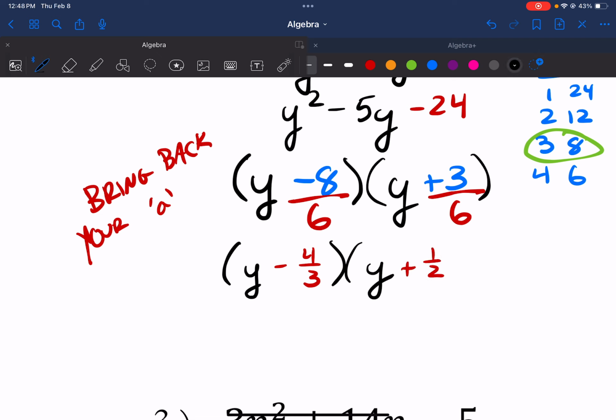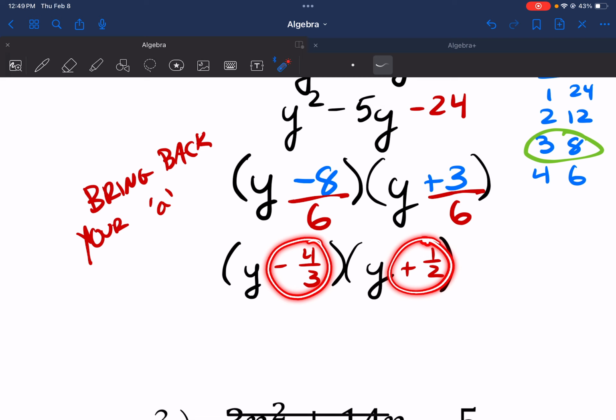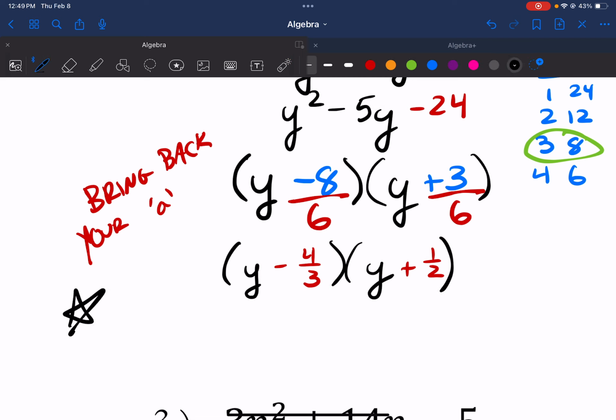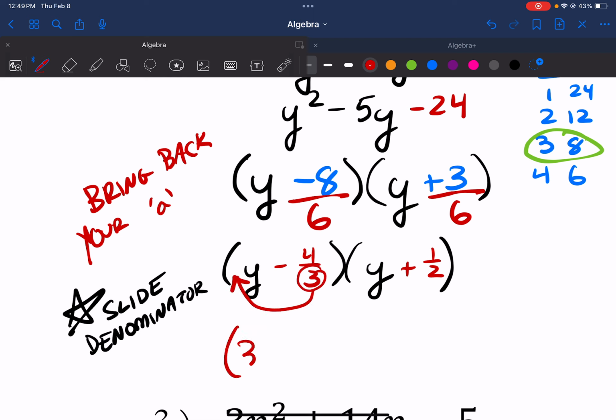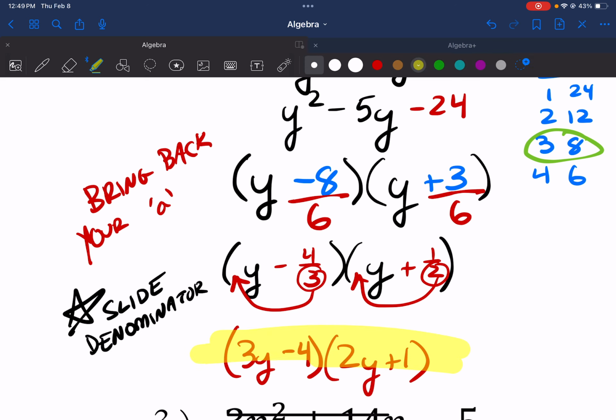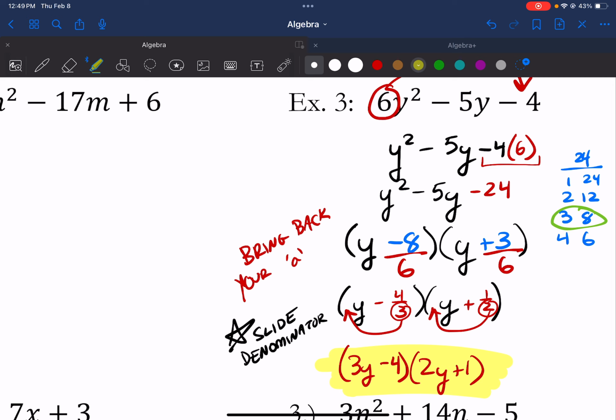If this ended up being an integer when we simplified it, it would stay the same. If you have a fraction, you need to slide the denominator back in front of where A would usually be. So now my answer is 3y minus 4 and 2y plus 1. This is how we get an answer so that when we multiply it out, we get our 6y squared. This seems a little bit longer, but it's just multiplying at the end and then remembering to divide it back and sliding our denominator.